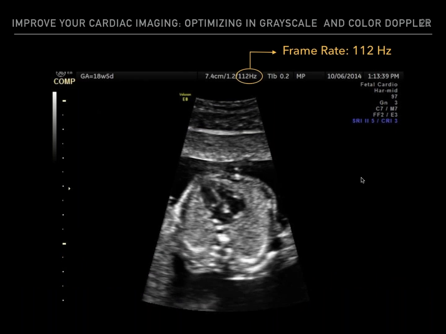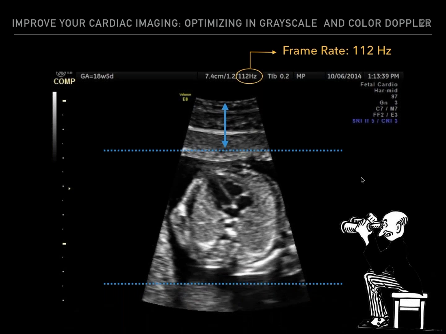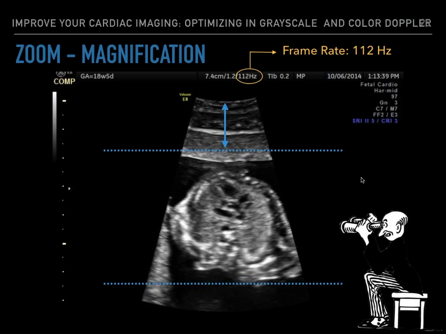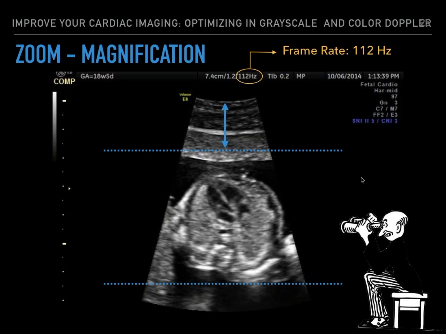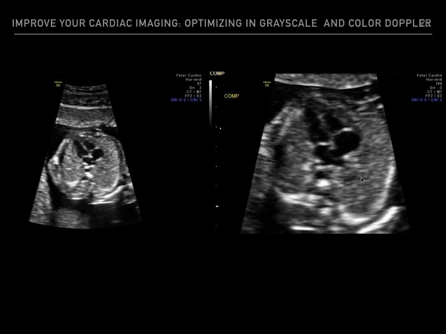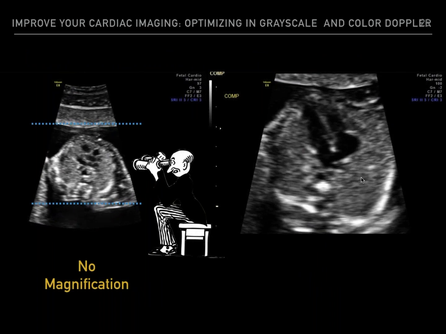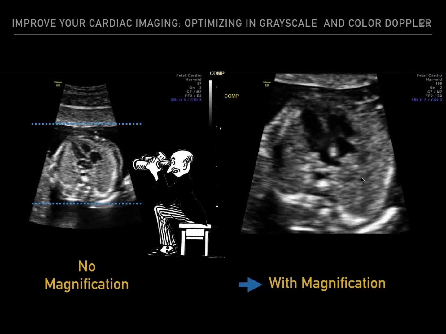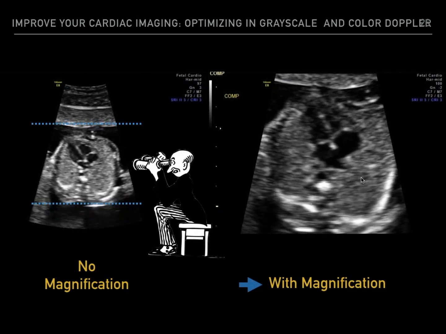What else can we do to increase the frame rate? Let's get rid of this extra near field space and magnify to our area of interest. This step is called zoom magnification. So you're coming from an image with no magnification to an improved image with magnification. In comparison with the two, we can clearly see which is the better image.